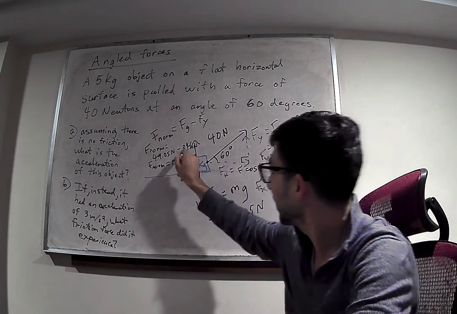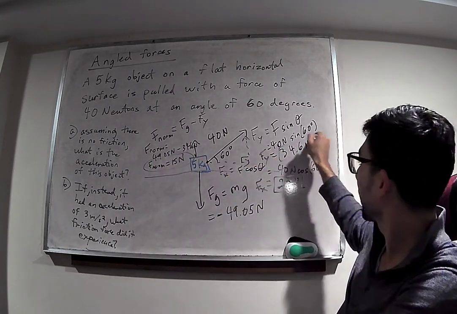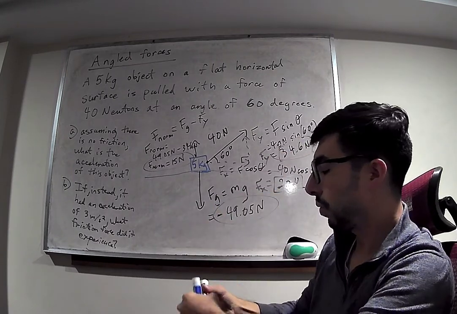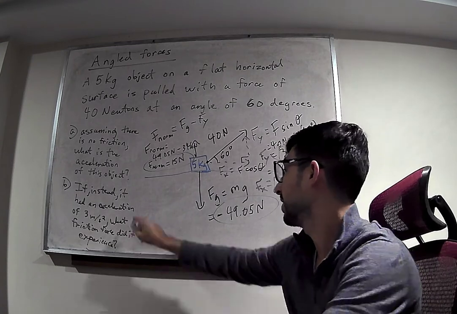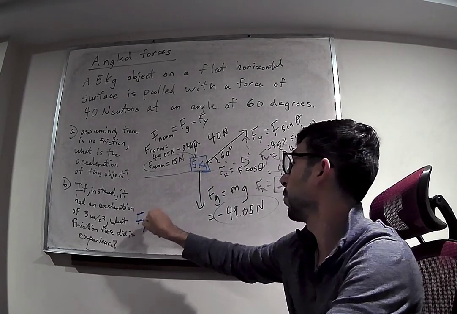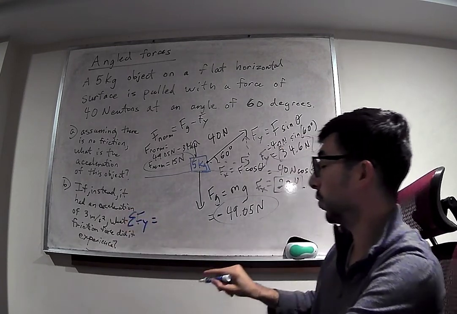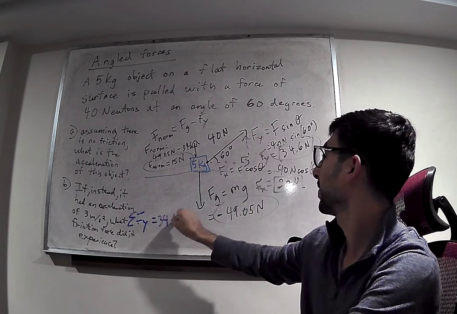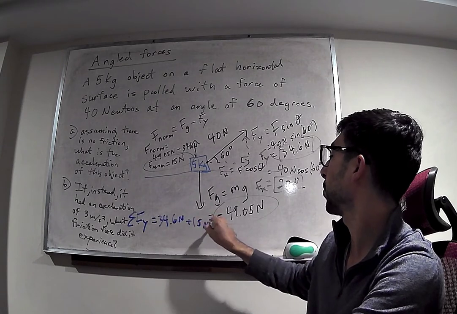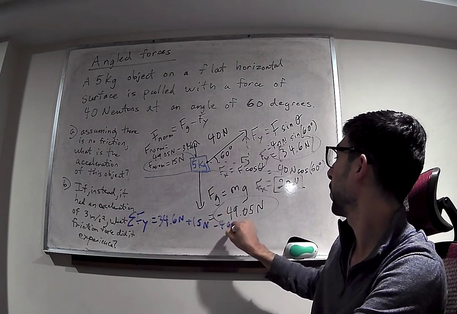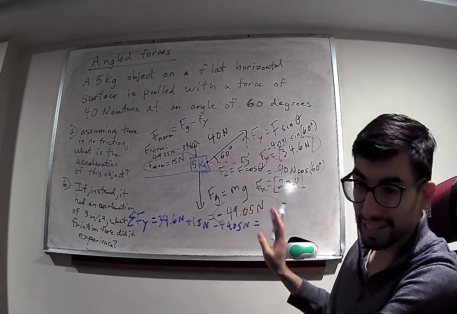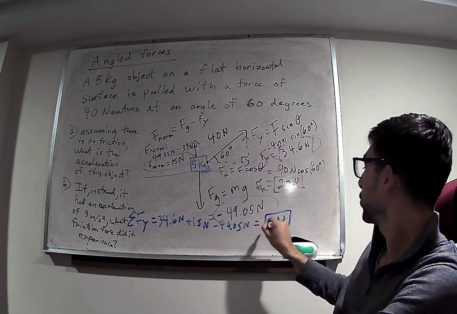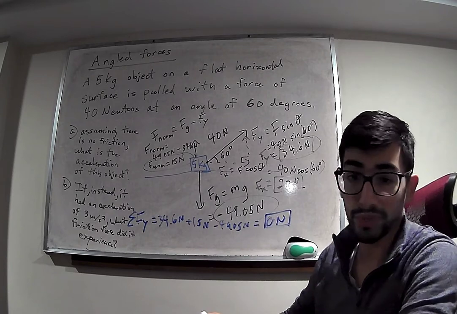Ultimately, between this 15 newtons upwards and this 34.6 upwards and this negative 49.05 here, well, what is your y component of force going to be? Let's take a look at the net force on the y-axis. Well, we're going to have 34.6 upwards plus 15 newtons upwards minus 49.05 newtons downwards. And despite a little bit of rounding, you should get about 0 newtons. You should get 0 newtons of net upwards and downwards force on this object.